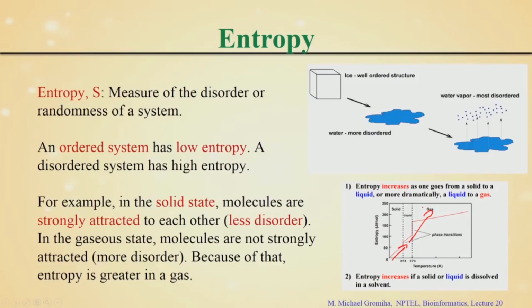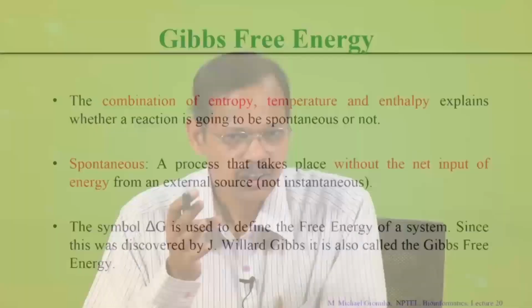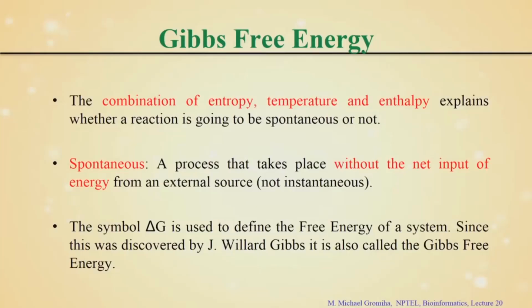Now if we have the enthalpy and the entropy, along with temperature, we can explain the free energy, which is called Gibbs free energy. This free energy is spontaneous if there is a net input of energy. We use the symbol delta G to define Gibbs free energy, and we use the word Gibbs because it was first discovered by J.W. Gibbs, which is why we call this Gibbs free energy.